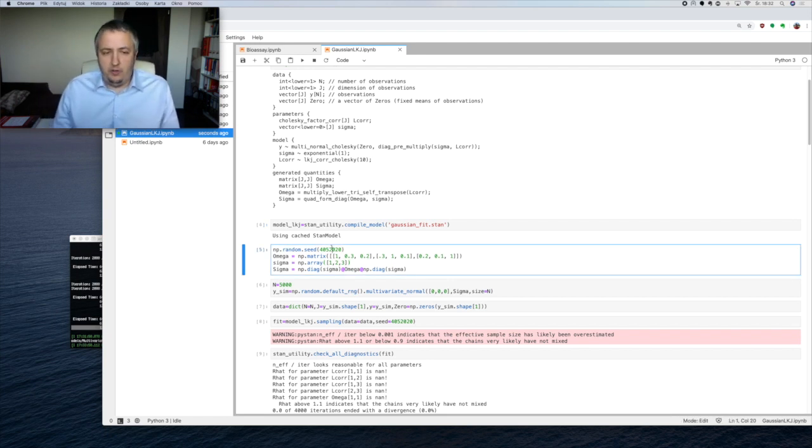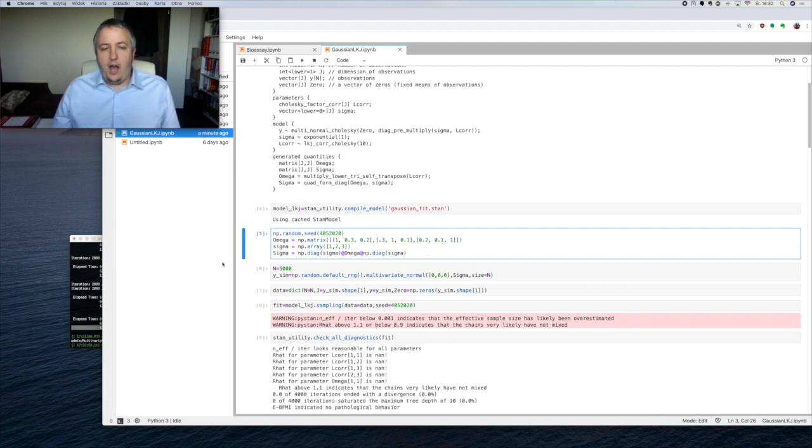We get some random seed, and we have our correlation matrix that provides us with a correlation of 0.3 between the first and second variable, 0.2 between the first and third variable, and 0.1 between the second and third variables. So we have our matrix. We have a diagonal of standard deviations of 1, 2, and 3, and we get our variances.